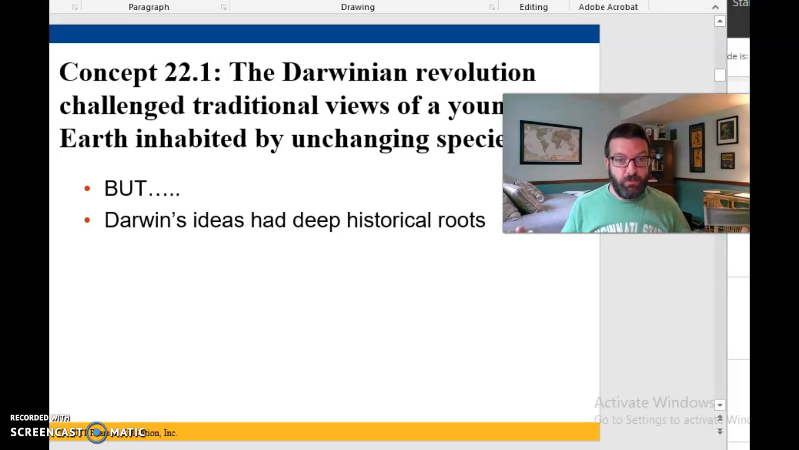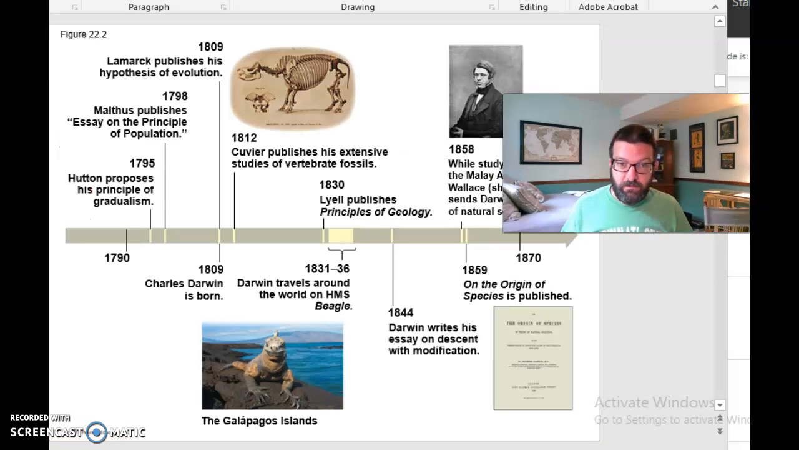But while it was a revolutionary idea, it does have a lot of deep historical roots. He didn't come out with this idea out of nowhere. In the late 1700s, a geologist named Hutton proposed an idea of gradualism. And this was the idea that a lot of the big geological features that we see could have been formed by processes slowly over time that we're familiar with.